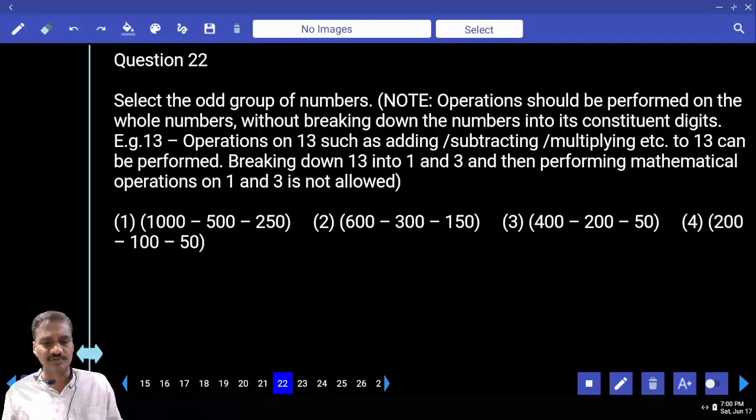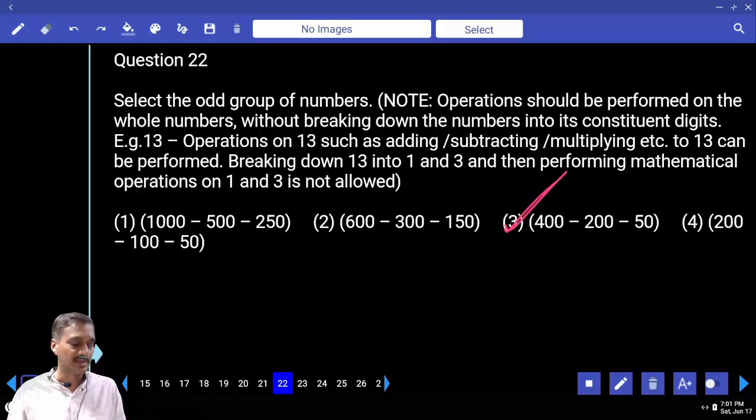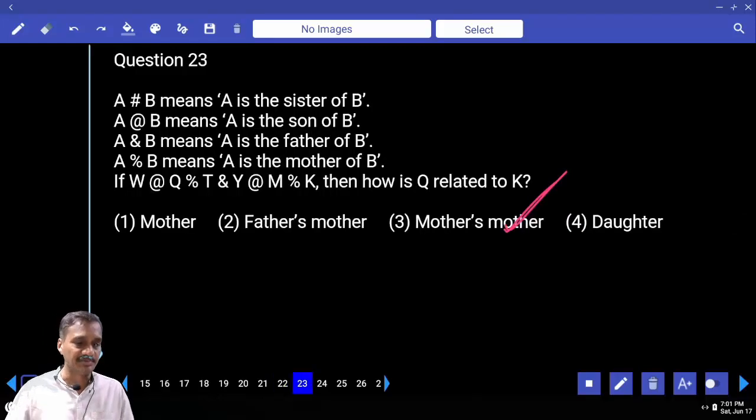Odd group of numbers. 1000 divided by 2 is 500, 500 divided by 2 is 250. And 600 divided by 2 is 300, 300 divided by 2 is 150. 400 divided by 2 is 200, 200 divided by 2 is 100. Now here 200 divided by 2, 100 divided by 2 is 50, except choice 3, all the remaining are following the same pattern.